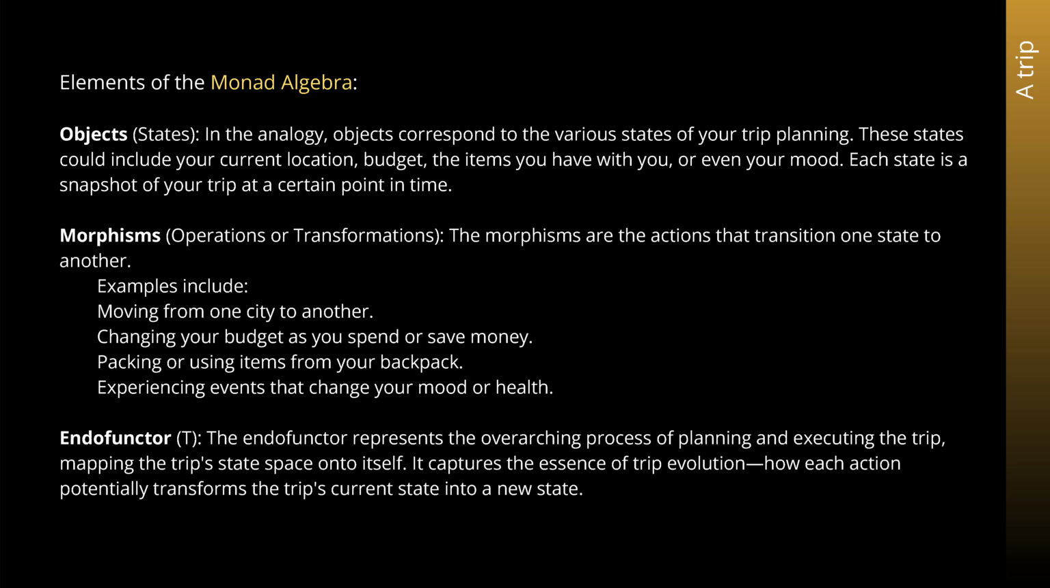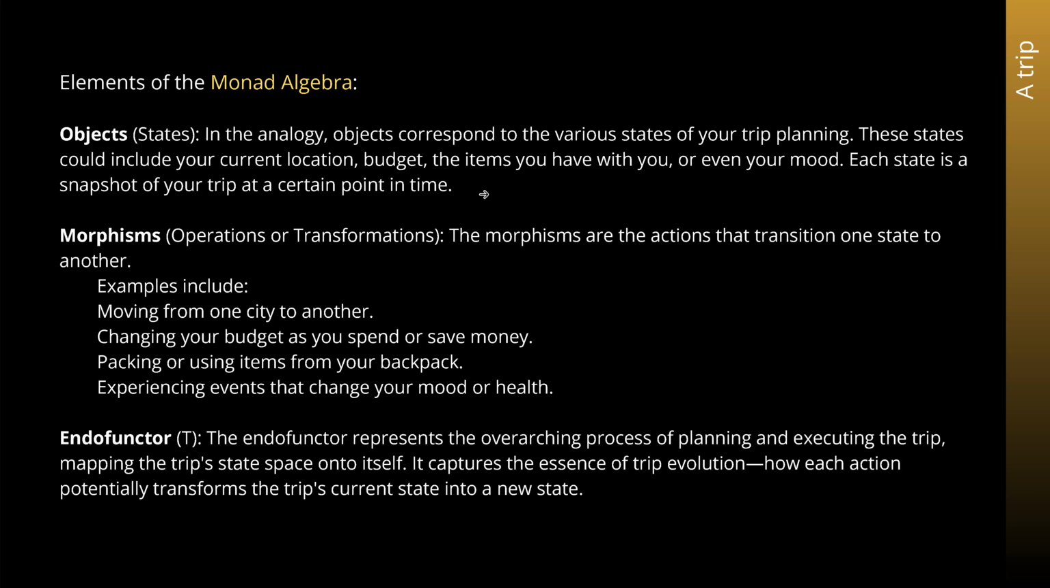I will leave the example of a bakery, and I will have here the example of a trip. You go on a trip somewhere. In order to understand the elements that we work with in a Monad algebra, they are objects, or states as we call them, morphisms, you know this now, and endofunctors. Beautiful. So, those three elements are important. In our analogy of a trip here, objects correspond to various states of your trip planning. These states could include your current location, your available budget, the items you carry with you, or even your mood, your state. So each state is a snapshot of your trip at a certain point in time.